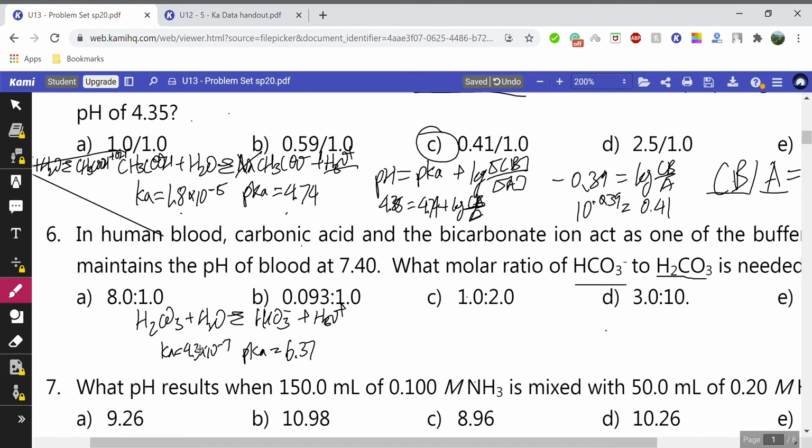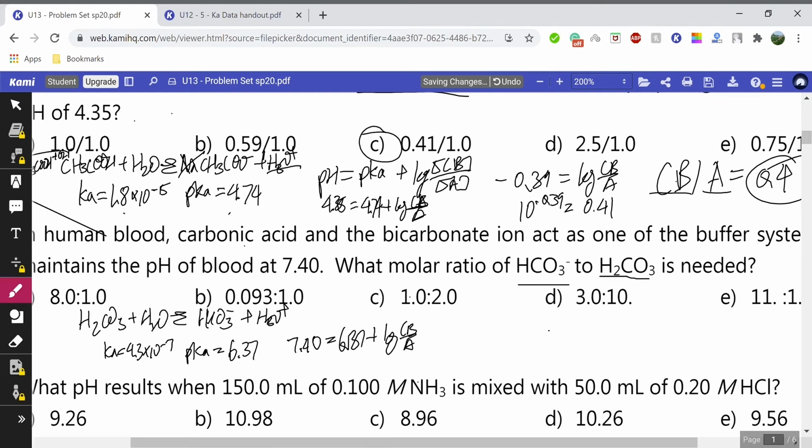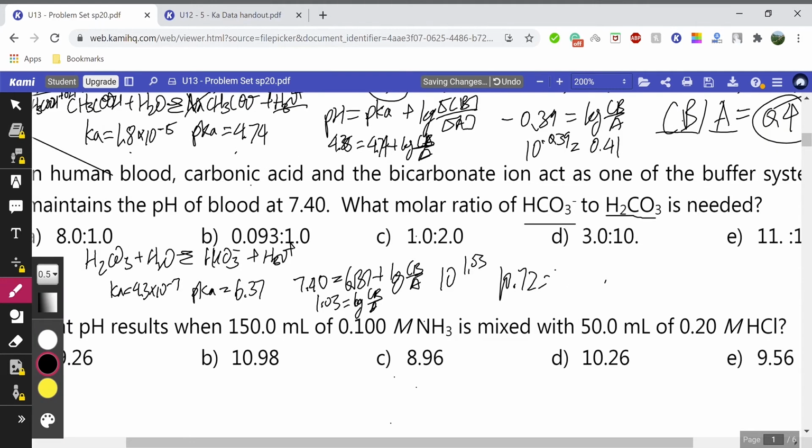Now pH of 7.40 is equal to 6.37 plus the log of conjugate base divided by acid. So 7.40 minus 6.37 is equal to 1.03, which is equal to log of conjugate base over acid. 10 to the 1.03th power is equal to 10.72. And this will be equal to the conjugate base over acid.